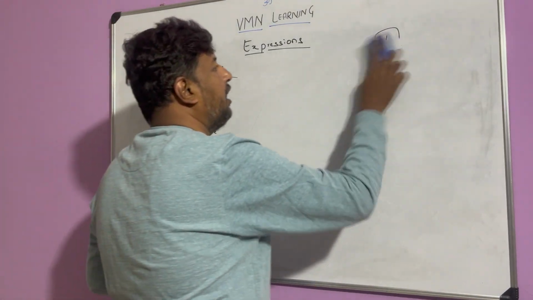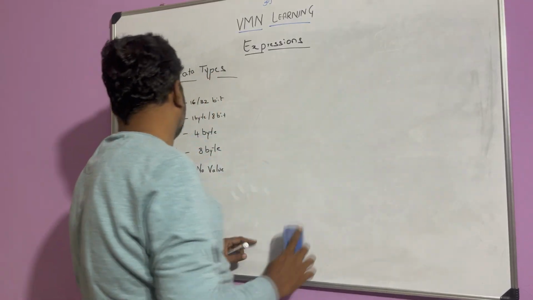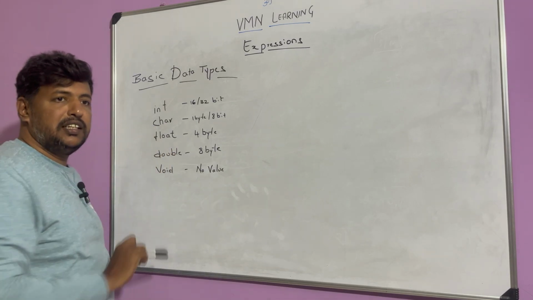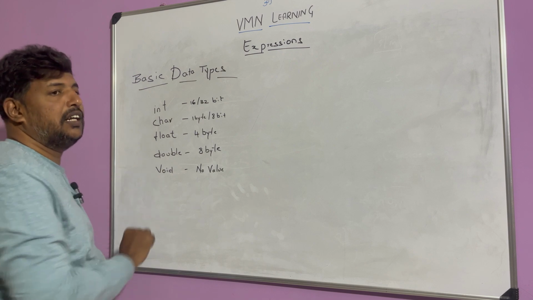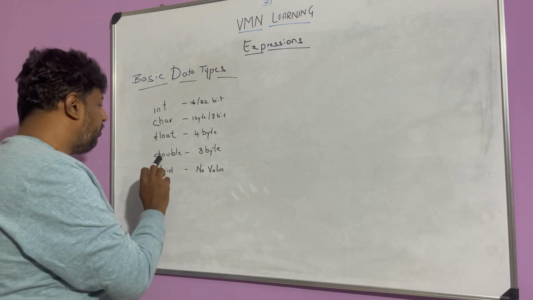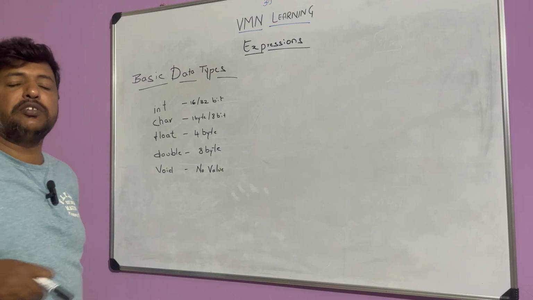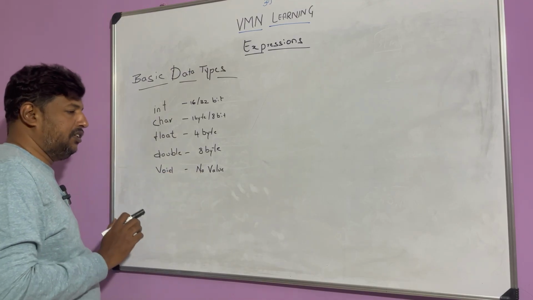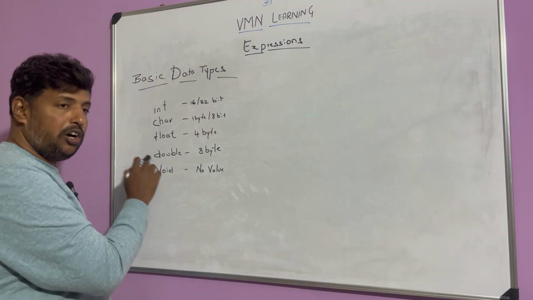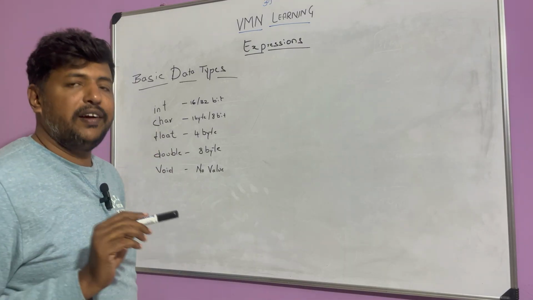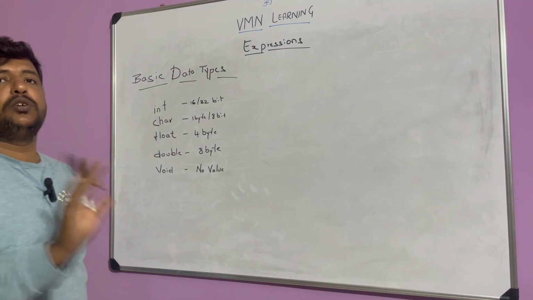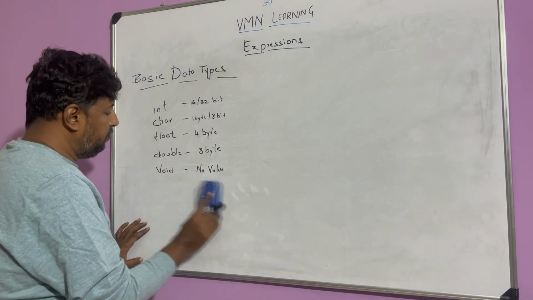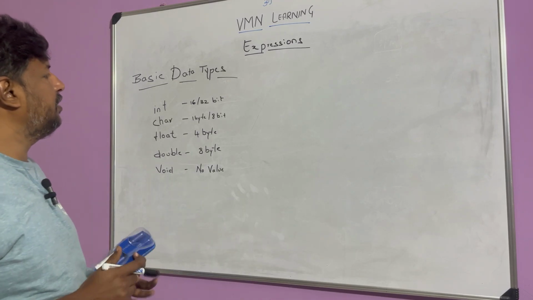There are basically 5 basic data types. One is integer, char, that is a character, float, that is a floating point, and double, which is also a float but with additional precision for more precise calculations. We'll talk about that when we come there. And we have void. Void means nothing will be stored in that variable. So these are the basic types.